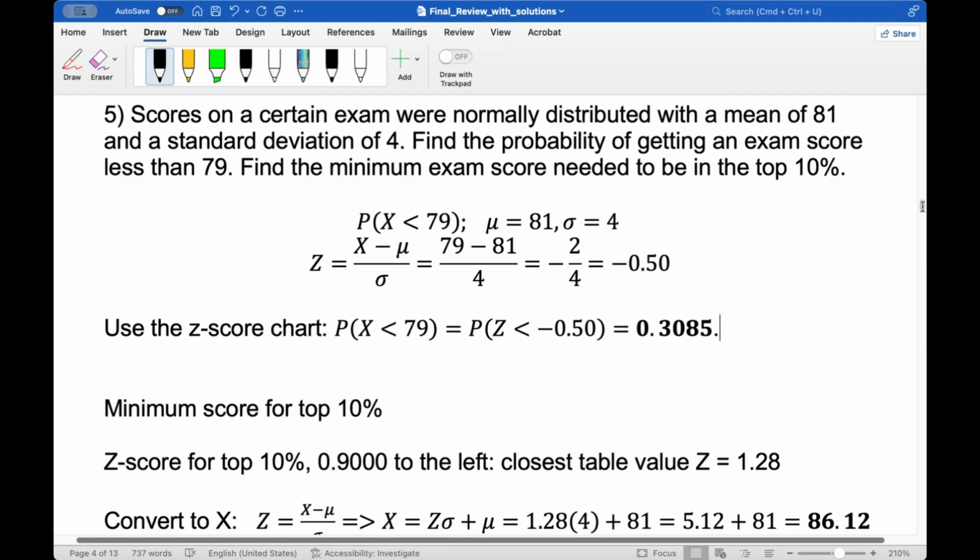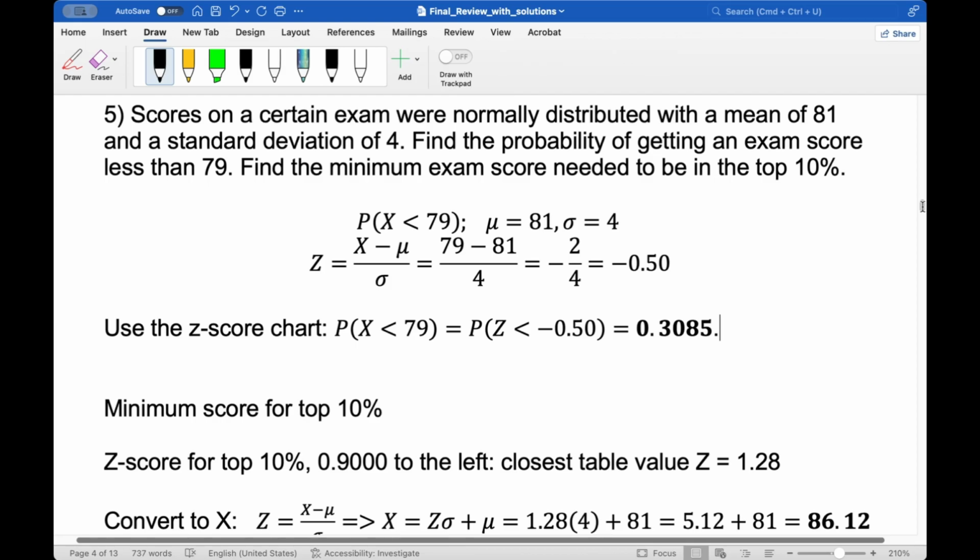All right, number 5. Scores on a certain exam were normally distributed with a mean of 81 and a standard deviation of 4. Find the probability of getting an exam score less than 79. Find the minimum exam score needed to be in the top 10%. So we want the probability x is less than 79, mu is 81, sigma is 4.